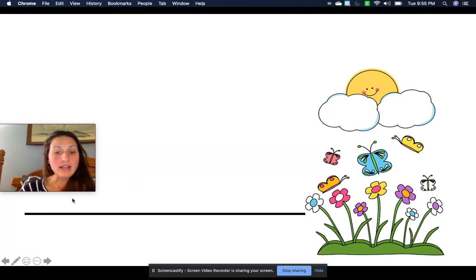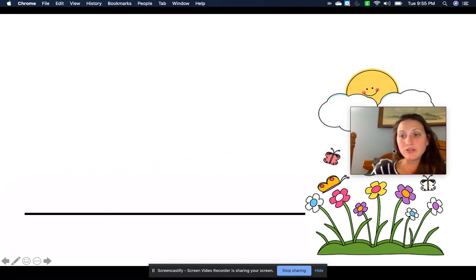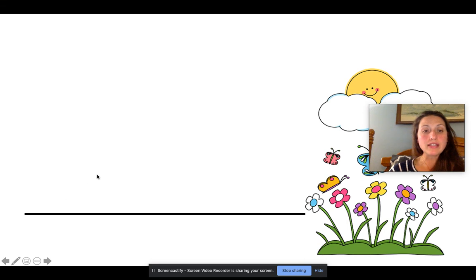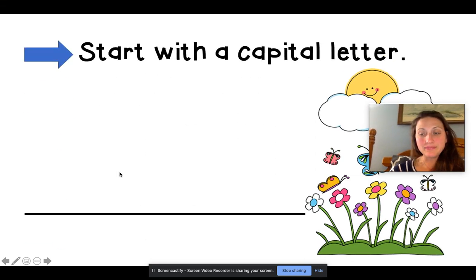Now I'm going to write that sentence right here on this line. So let me move my picture over here so you can see that line. And I'm going to start writing right here. Now let's talk about the first important rule of writing a sentence. The first important rule of writing a sentence is to start with a capital letter. We always start our sentence with a capital letter.